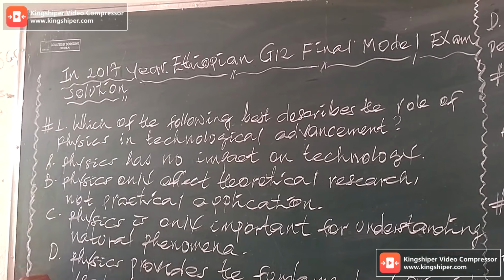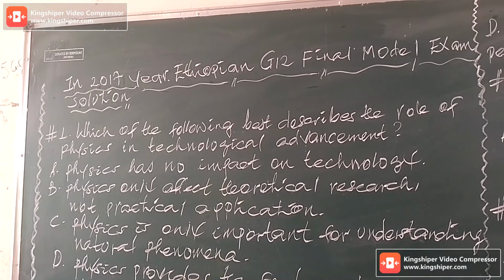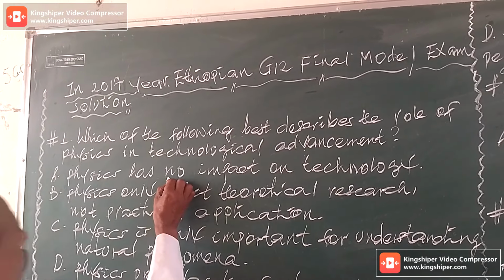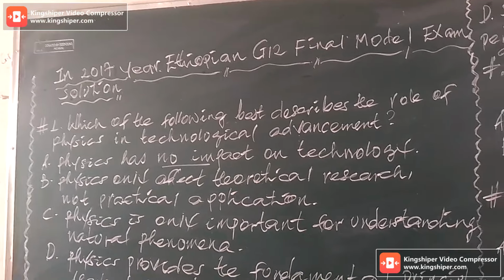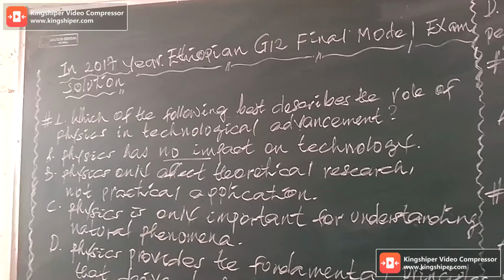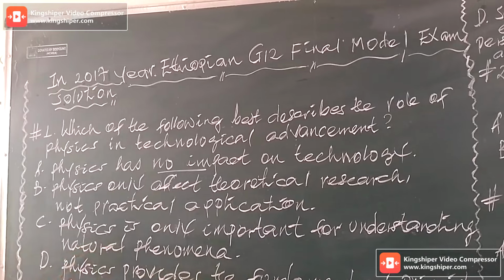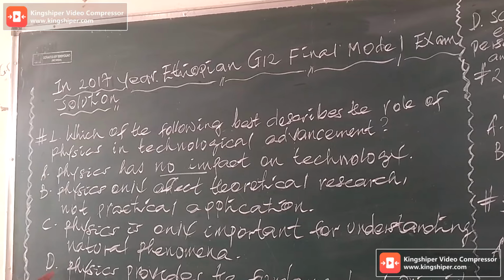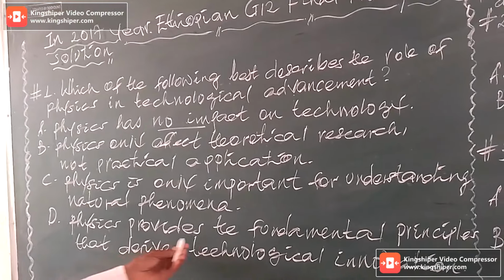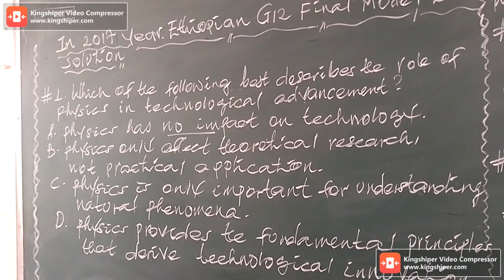The given alternatives: choice A, physics has no impact on technology. This says that no impact. Choice B says that physics only affects theoretical research, not practical application. Choice C says that physics is only important for understanding natural phenomena. Choice D says that physics provides the fundamental principles that drive technological innovation.